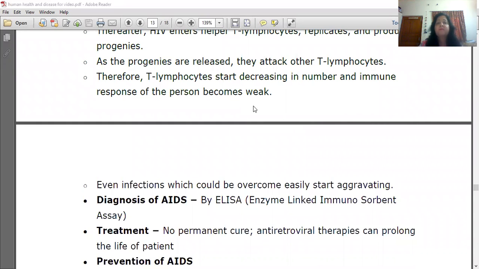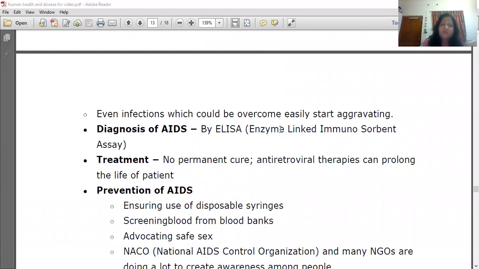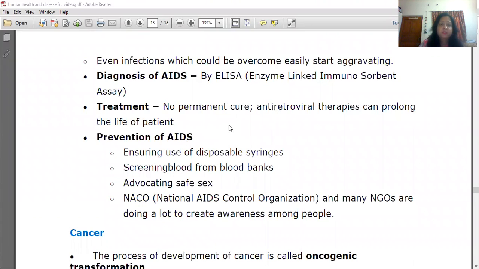Now T lymphocytes start decreasing in number, and the immune response of the person becomes weak, because we have already studied in immunity that T lymphocytes are responsible for immunity. So when these start decreasing, the immunity of the person becomes weak, and as a result it cannot overcome various infections. Now the diagnosis of AIDS is done by the ELISA test, that is enzyme linked immunosorbent assay, and there is no permanent cure for AIDS, and antiviral therapies can prolong the life of the patient.